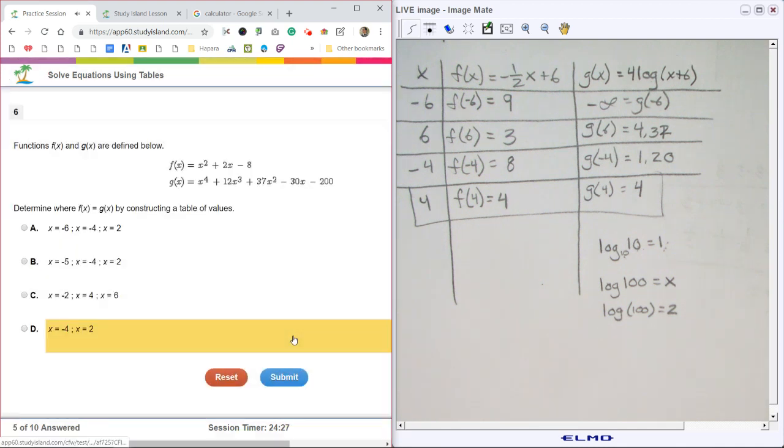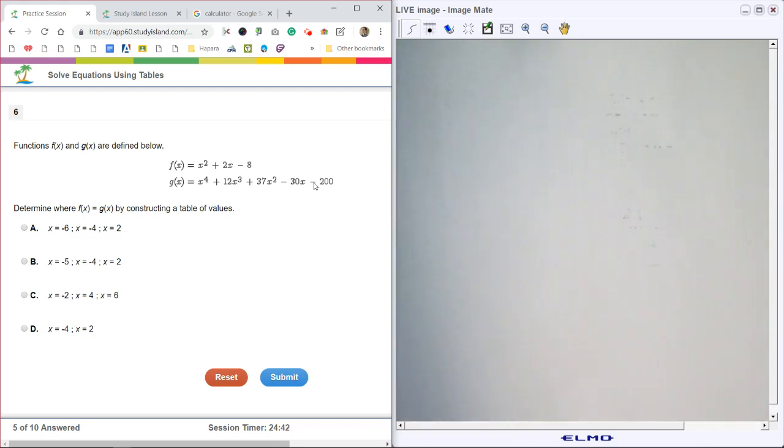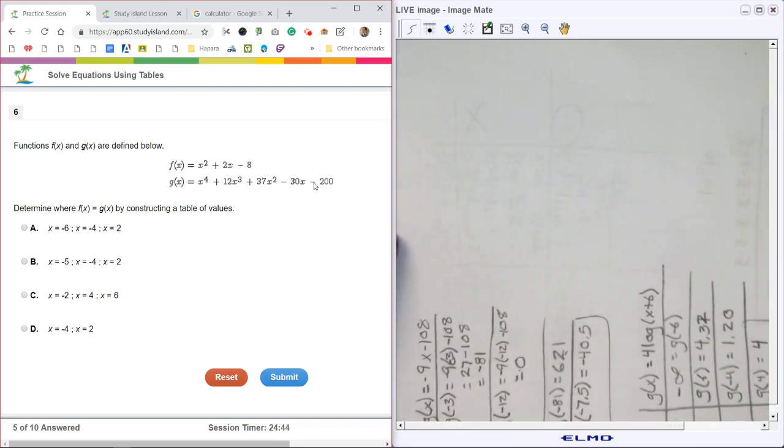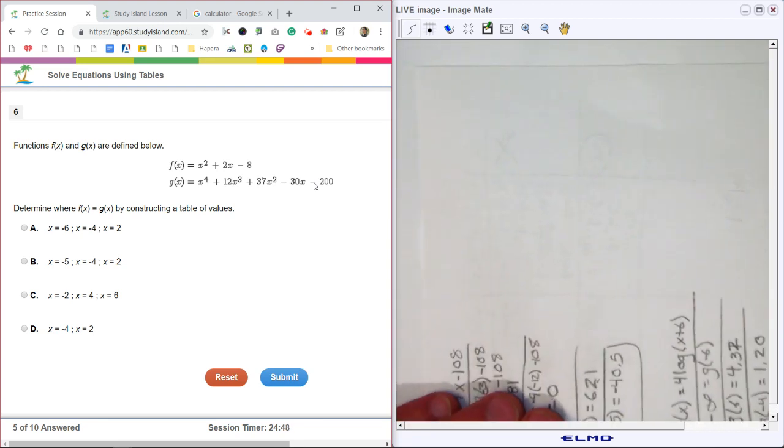Okay, so that's pretty much it. If you have trouble plugging stuff into the calculator, just make sure you're being careful. For example, here's a real long function. It says x to the 4th plus 12x cubed plus 37x squared minus 30x minus 200. Don't get more confused than it's asking you. Take it one step at a time is what I meant to say.